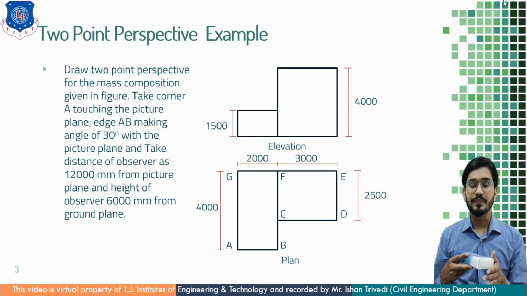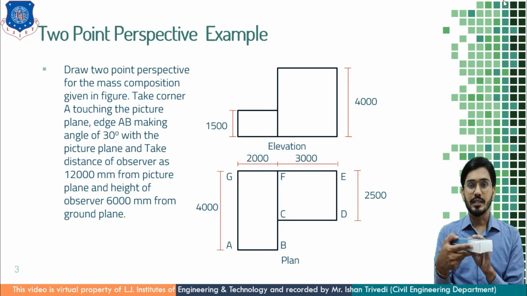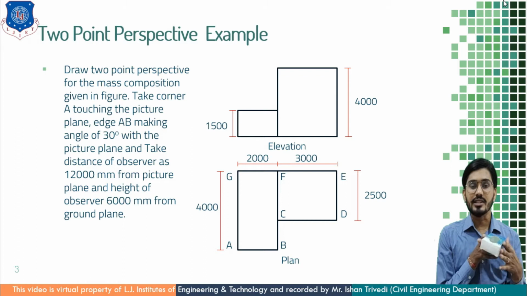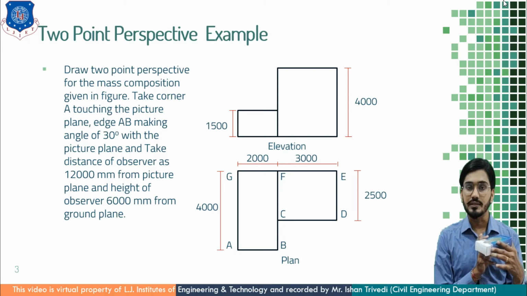At the same time, the CD section also makes an angle of 30 degrees. So you have to remember this CD section. If I place the edge AB on the picture plane, which is connected with the CD section as well, that is why it makes an angle of 30 degrees.